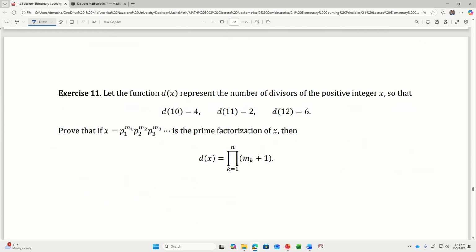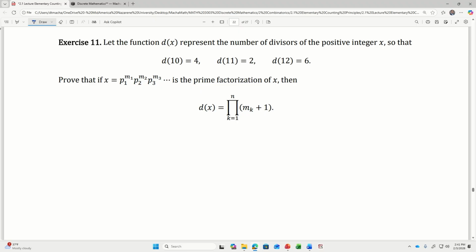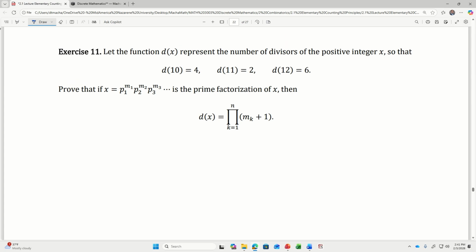Okay, let's move on to another one. Let the function lowercase d of x represent the number of divisors of the positive integer x, so that, what's the number of divisors of 10?